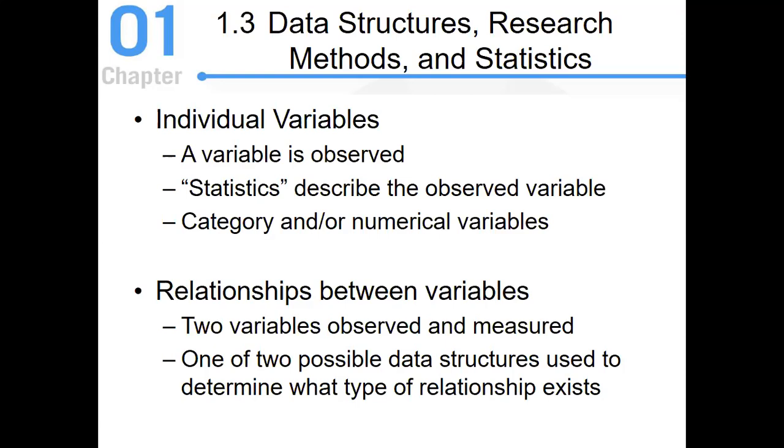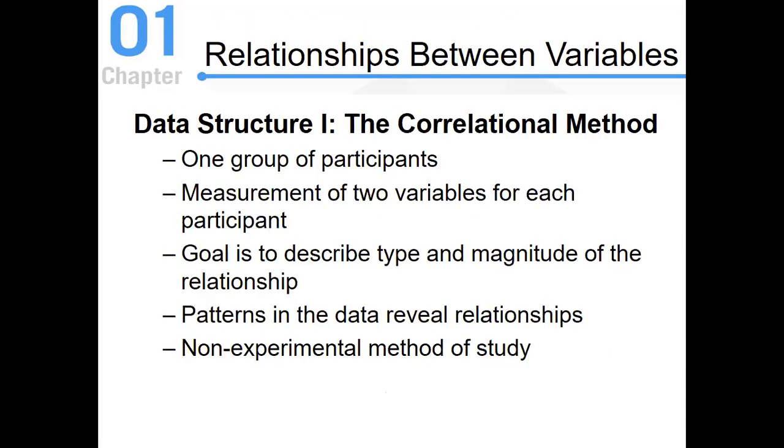When we are looking at relationships between two variables, there are two different data structures or setups that we can use. The first is the correlational method. You've all heard before that correlation does not equal causation. Correlations allow us to say, hey, these two variables seem to be connected, but they don't tell us why.